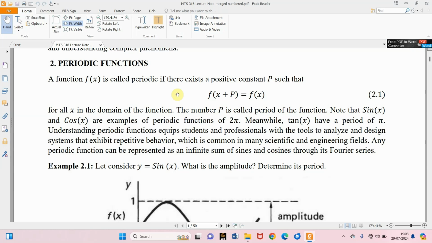But before we proceed, one thing we need to learn is that both sine and cos have a period of 2 pi, while tan has a period of pi, which means the number of cycles completed within 2 pi. So let's consider the first tutorial question, the first example.